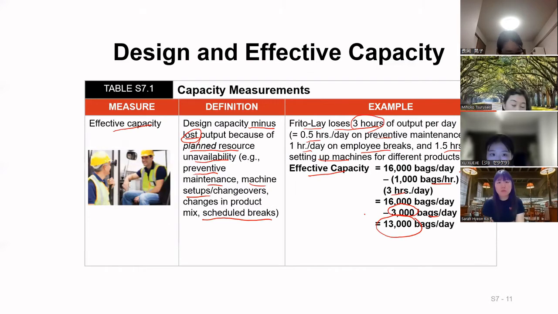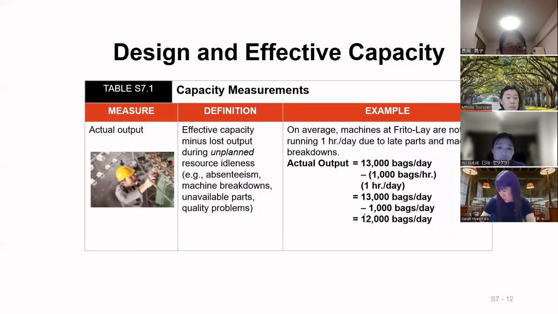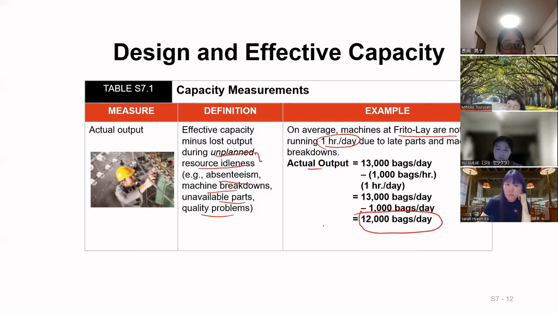But this is not output yet. This is only calculating the capacity, the effective capacity. At the end of the production day, if you have some actual output, then you can consider some other things. For Frito-Lay, this is unplanned resource idleness, whereas the earlier losses were planned. Unplanned includes absenteeism, machine breakdown, no parts, quality problems. So actual output is, for example, reduced by 1 hour. This is exaggerating, but it is sometimes reality as well. So the actual output at the end of the day is 12,000 bags per day.